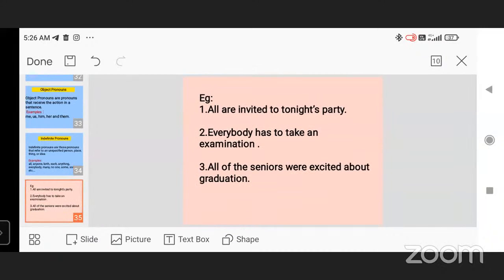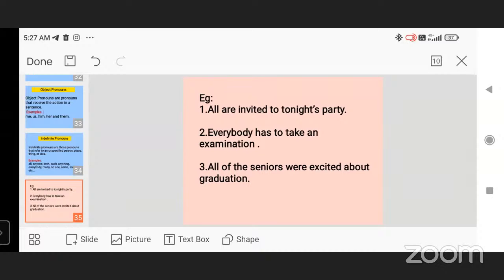See here, for example: all are invited to tonight's party. So I'm just inviting all my students in this group. I can't especially say Harini, Panchavatra, Madhumita, Srivatsan, Diyashri. I can't keep on saying like this. If there are more than 30 to 40 people, I'll say, all are invited to tonight's party. That's why we use the indefinite pronoun.